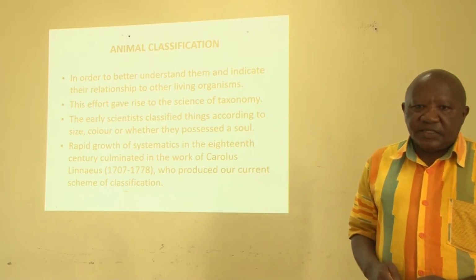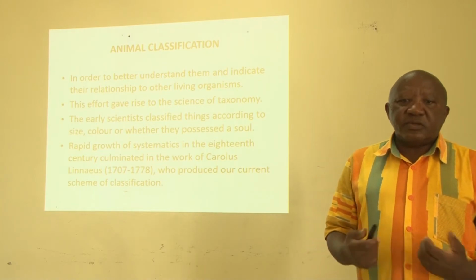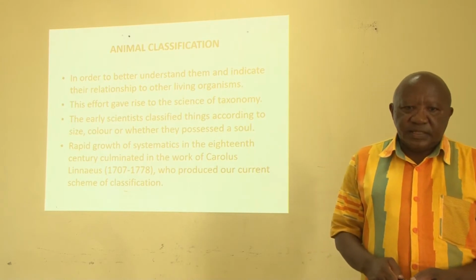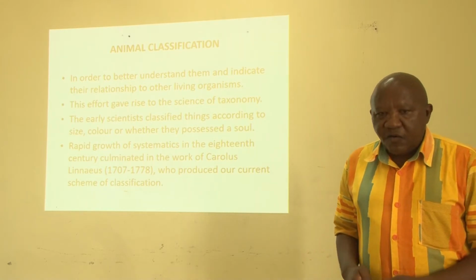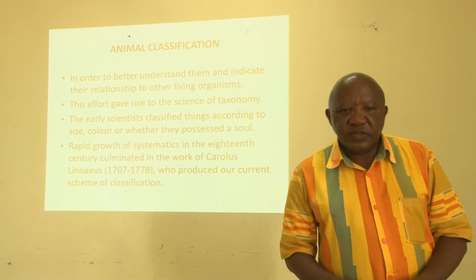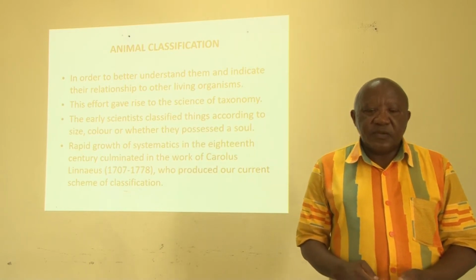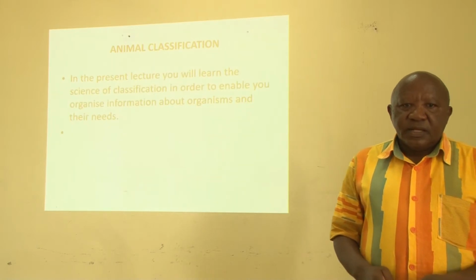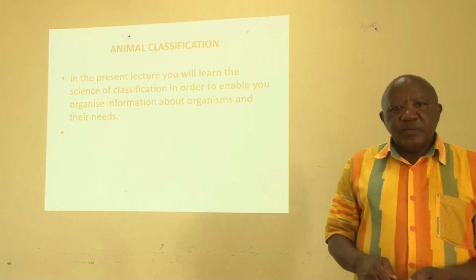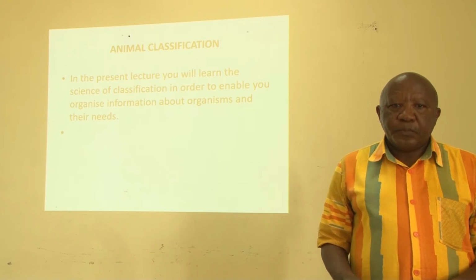The early scientists classified things according to size, color, or whether they possessed a soul. Rapid growth of systematics in the 18th century culminated in the work of Carolus Linnaeus, who lived from 1707 to 1778, and he produced our current scheme of classification. In the present lecture, you will learn the science of classification in order to enable you to organize information about organisms and their needs.